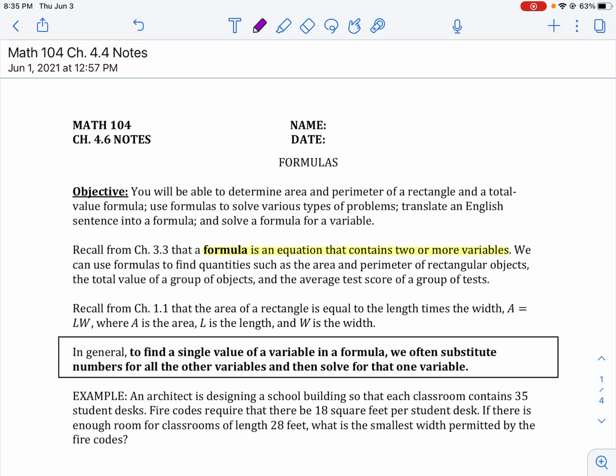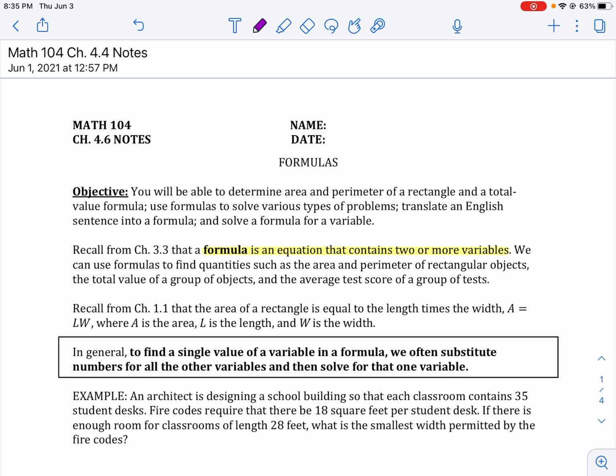So recall from chapter 3.3 that a formula is an equation that contains two or more variables. We can use formulas to find quantities such as the area and perimeter of rectangular objects, the total value of a group of objects, and the average test score of a group of tests.